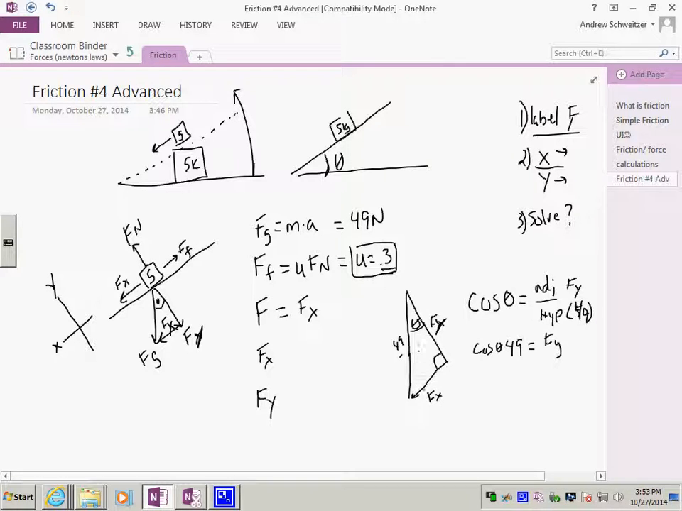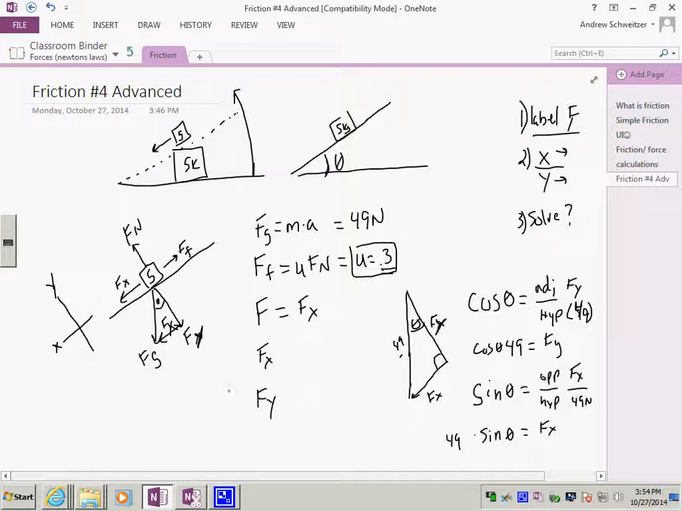Now the opposite side here, so sine of the angle equals the opposite over the hypotenuse. In this case, the hypotenuse is 49 newtons, and this is going to be my angle, which I don't know. So sine of the angle times 49 equals F of X.